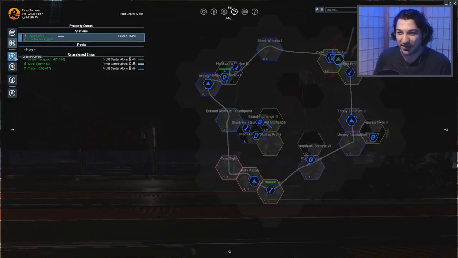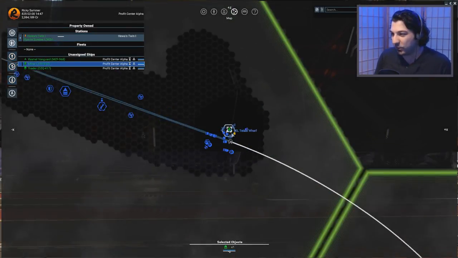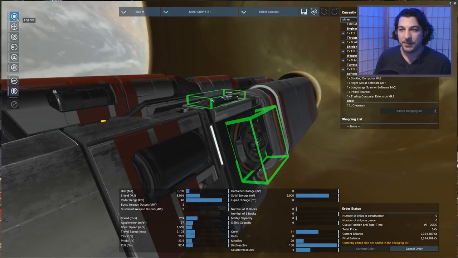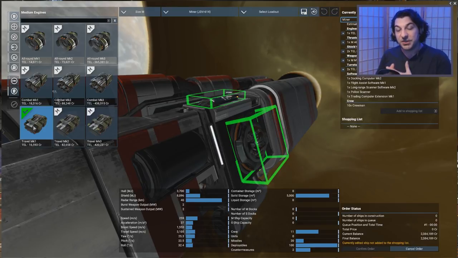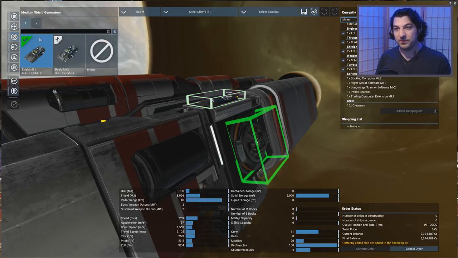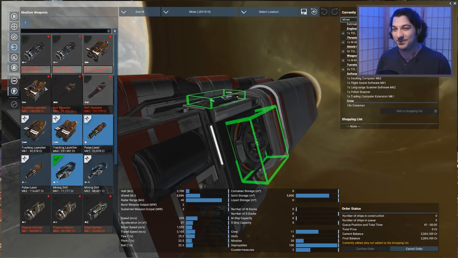I think it's a... Hang on. I think... Wait. Are we at a wharf? Yeah. Okay. Upgrade and repair. Here we go. Okay. So what I've done is I've given them both Mark 1 travel drives. I've given them all-round Mark 1 thrusters. The cheapest shields they can furnish themselves with.